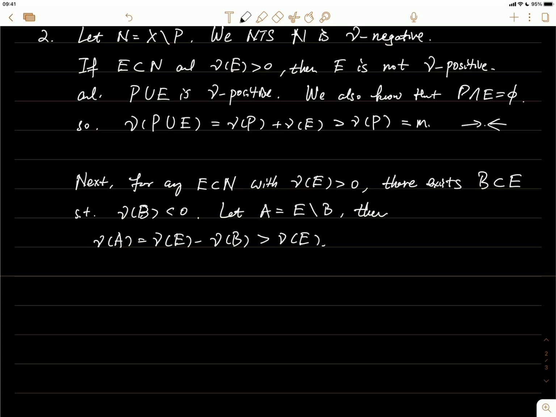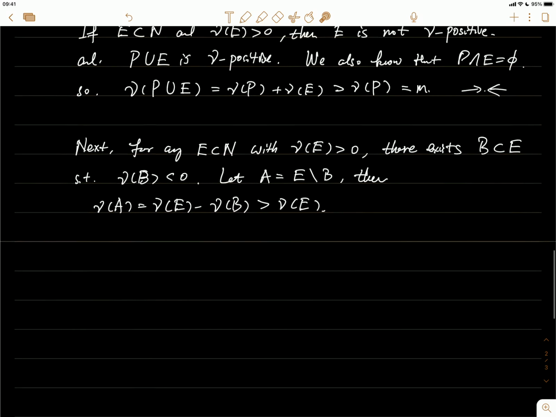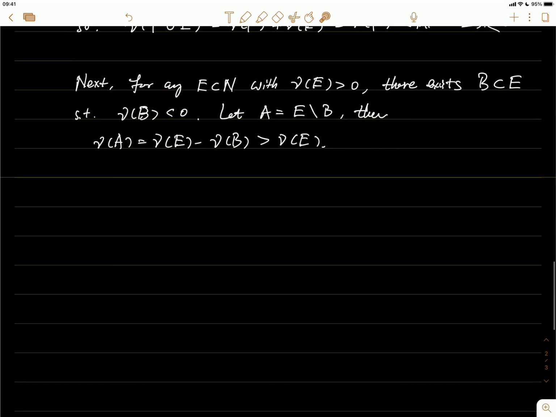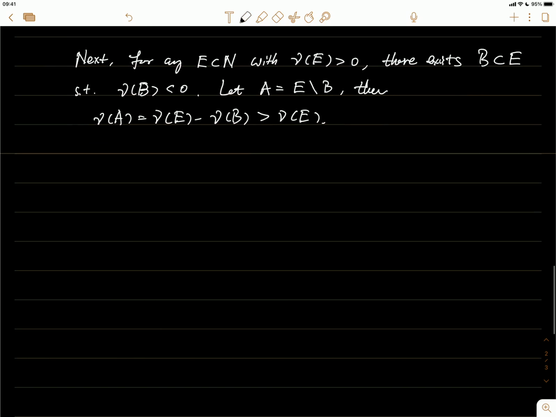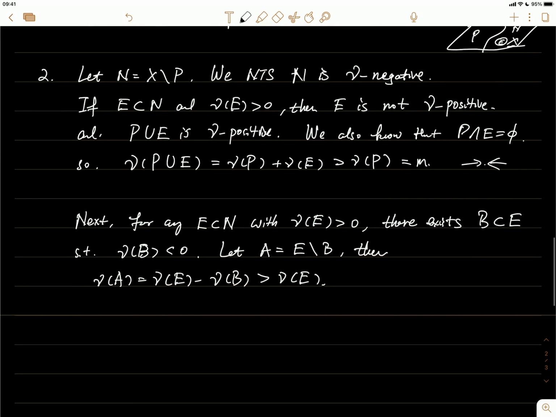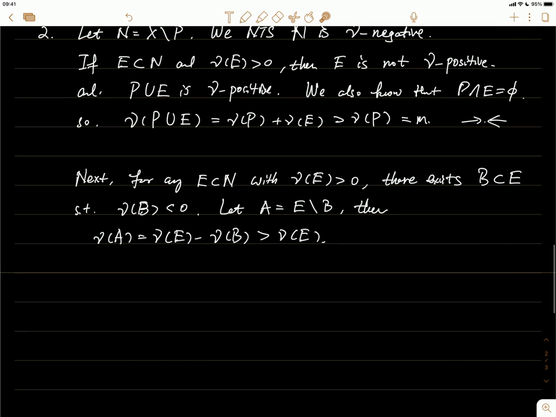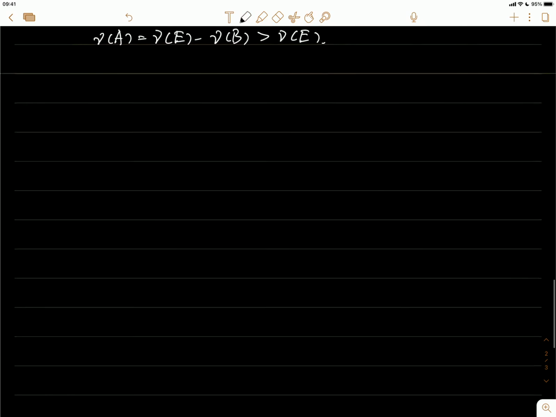Okay, so what we said so far is that if a subset of N has a positive measure like this, then we can take out some part of E and make this measure even larger. Okay, even more positive. So this is the property we just showed. And we're going to use this property to get a contradiction for the original statement. We want to get a contradiction if N is not nu negative.